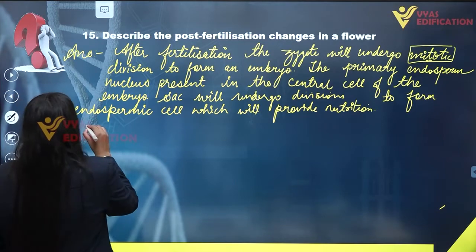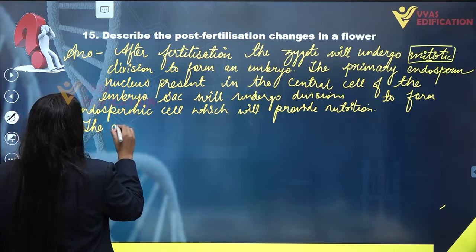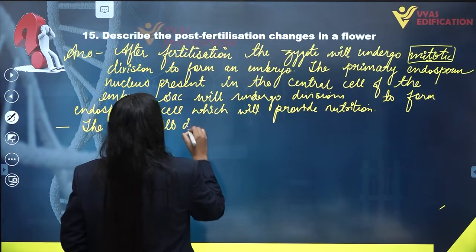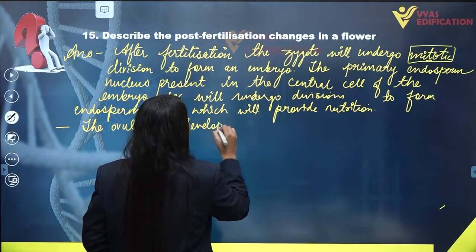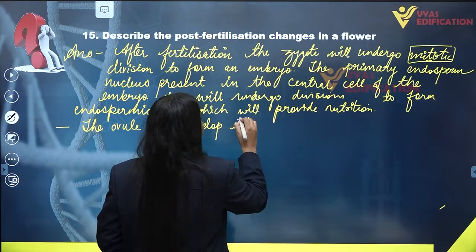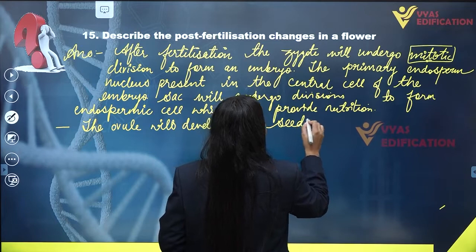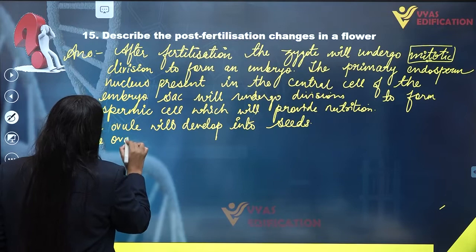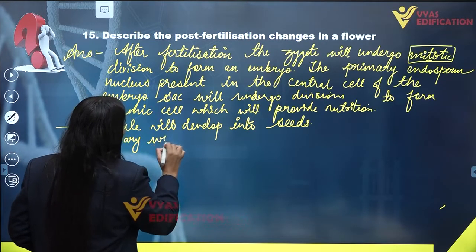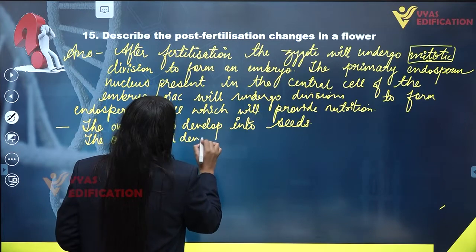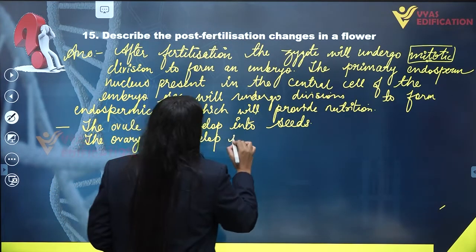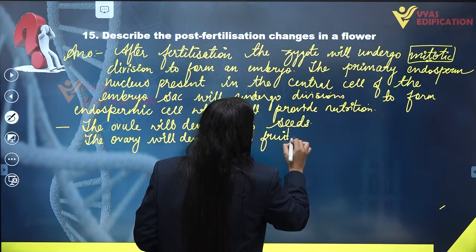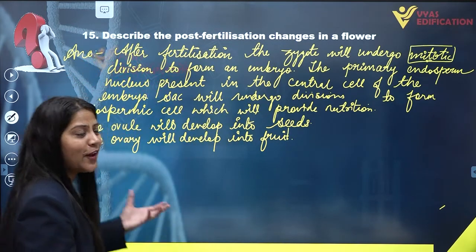That is, the ovule will develop into seeds, and the ovary will develop into fruits. The fruits which we eat are nothing but the ovary of a flower.